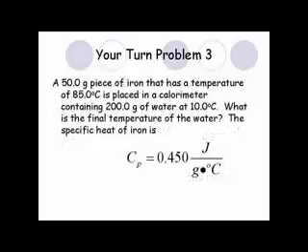Ready for another problem here. We have a 50-gram piece of iron that has a temperature of 85 degrees Celsius, and it's placed in a calorimeter containing 200 grams of water at 10 degrees Celsius. We want to know what the final temperature of the water is. The specific heat of iron is 0.450 joules per gram times degrees Celsius. So at this point, you can go ahead and pause the podcast, write your data table, and solve the problem, and I'll look forward to seeing you back here in just a moment.